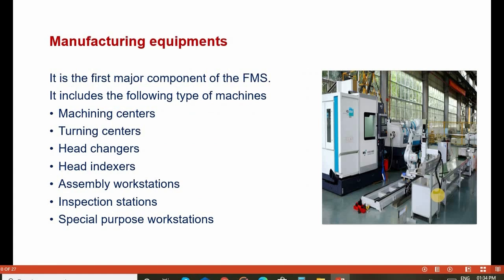There are various manufacturing equipment that help in flexible manufacturing systems, which include the following types of machines such as machining centers, turning centers, head changers, head indexers, assembly workstations, inspection stations, and various special purpose stations. These are the components which are used in the FMS.